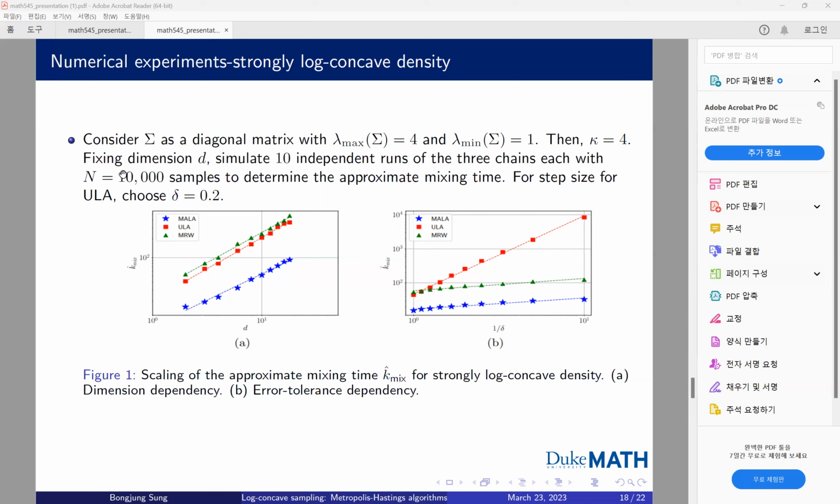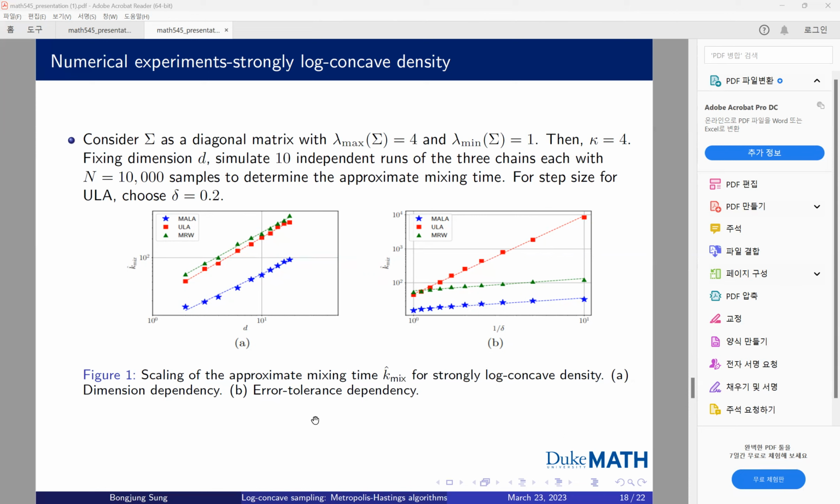And fixing dimension D, we simulate 10 independent runs of the three chains, each with 10,000 samples, to determine the approximate mixing time. And for step size of ULA, to see the mixing time bound depending on dimension, we choose delta to be 0.2. The following figure shows the scaling of the approximate mixing time for strongly log-concave density.